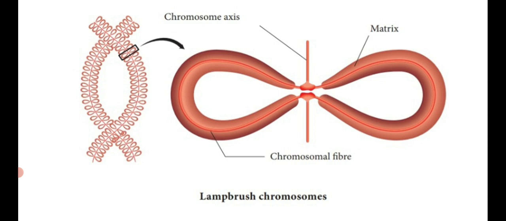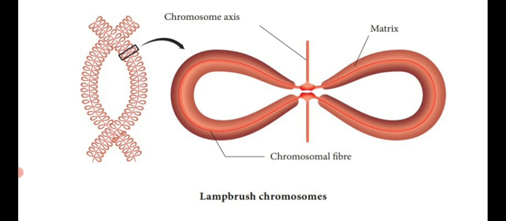A condensed chromosome, condensed means shortened, forms a chromosomal axis at the center. From this axis, lateral loops made up of DNA are formed. This DNA is responsible for the synthesis of RNA.